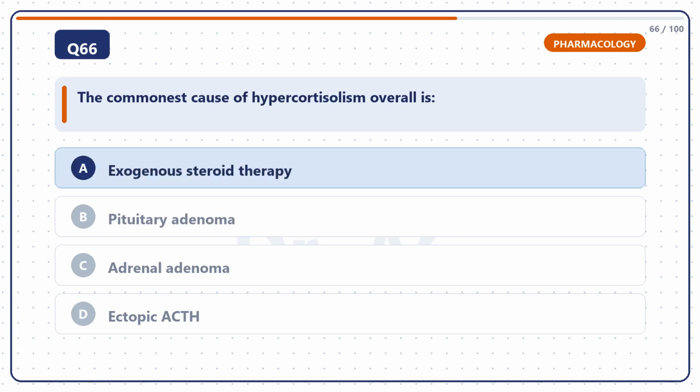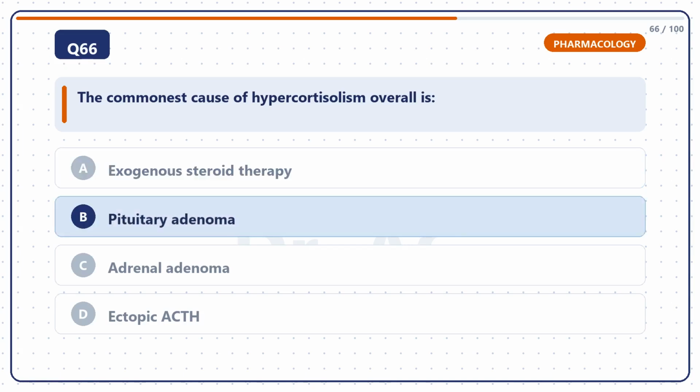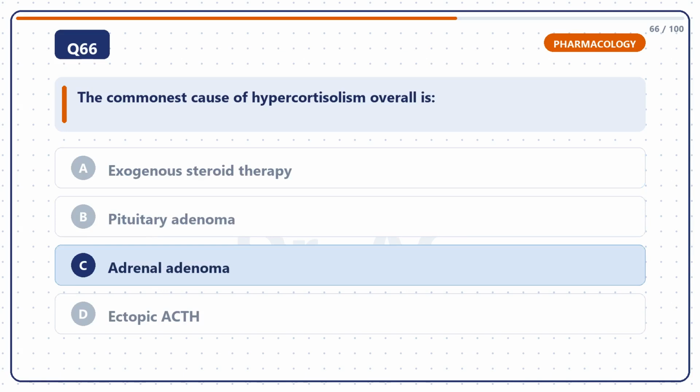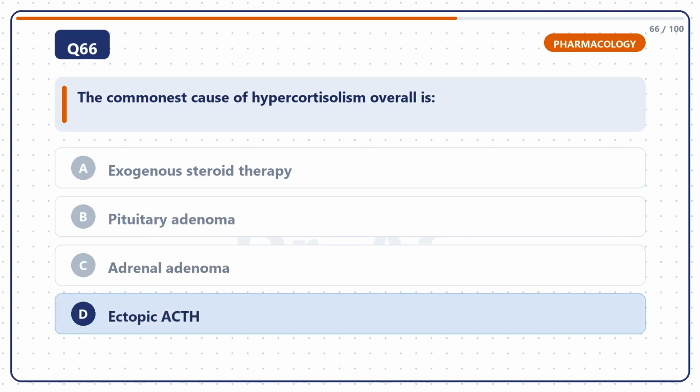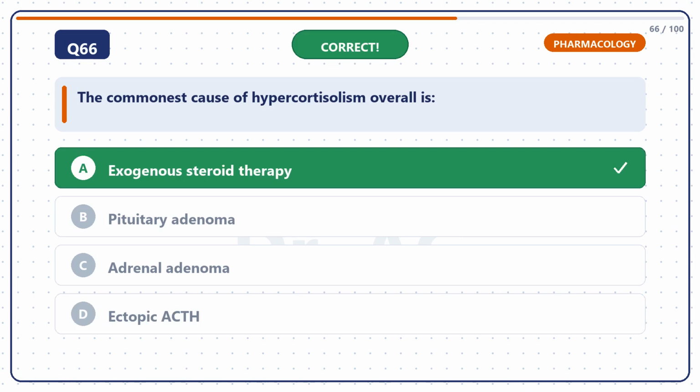Question 66. The commonest cause of hypercortisolism overall is. Option A. Exogenous steroid therapy. Option B. Pituitary adenoma. Option C. Adrenal adenoma. Option D. Ectopic ACTH.